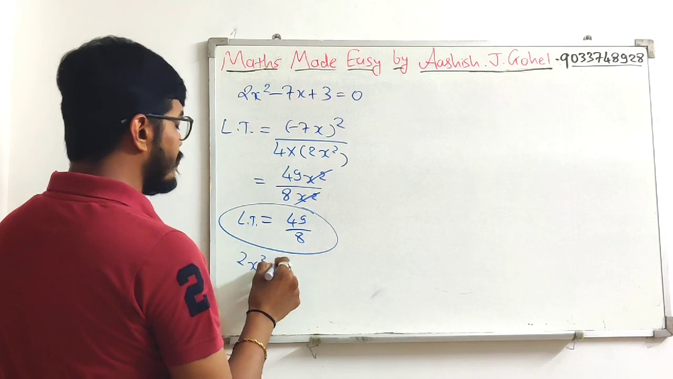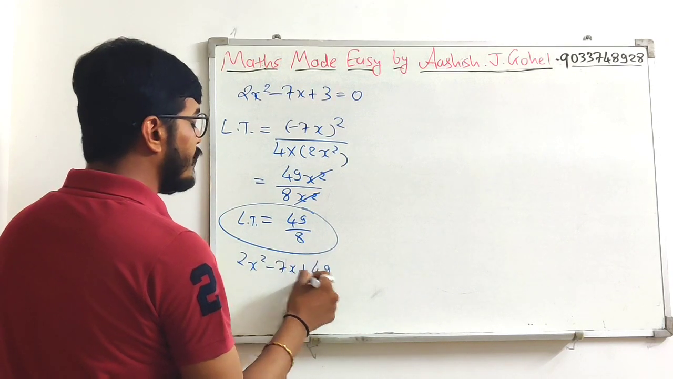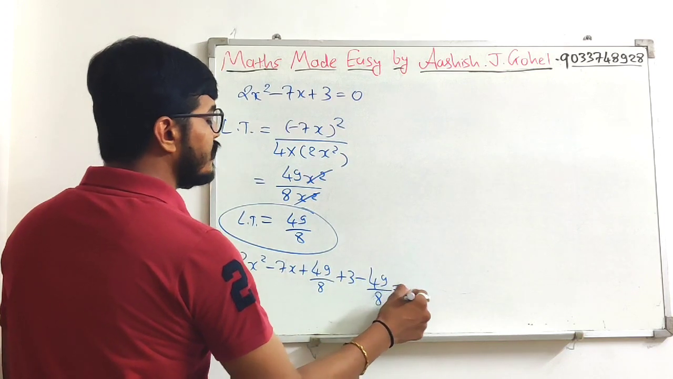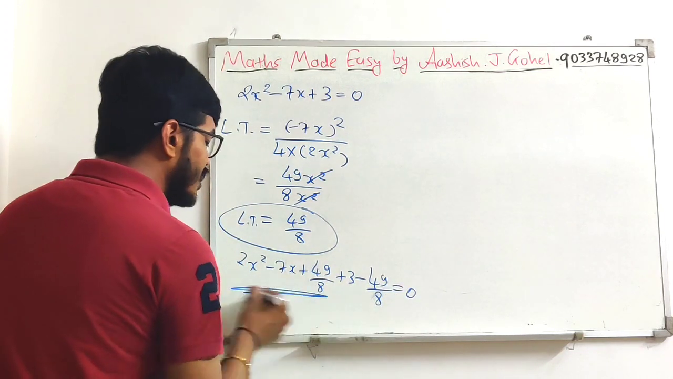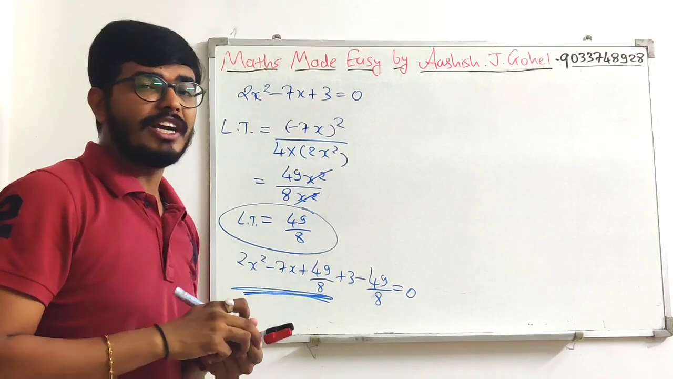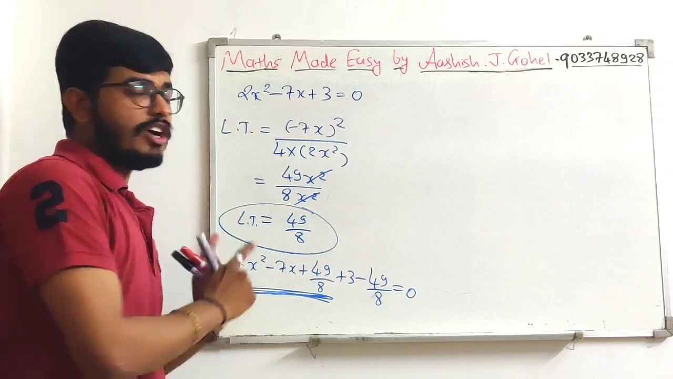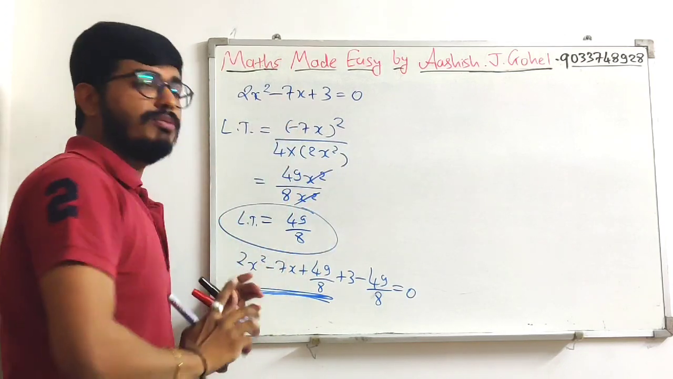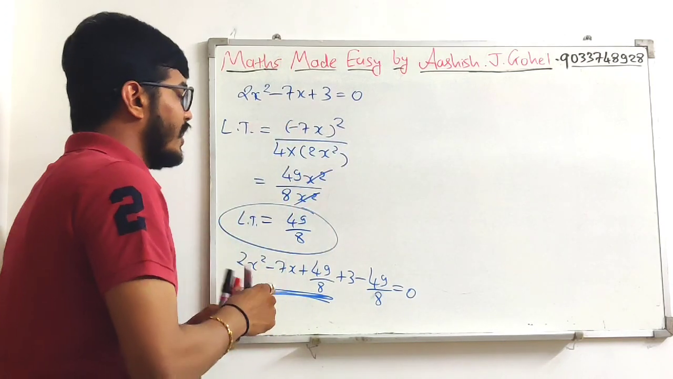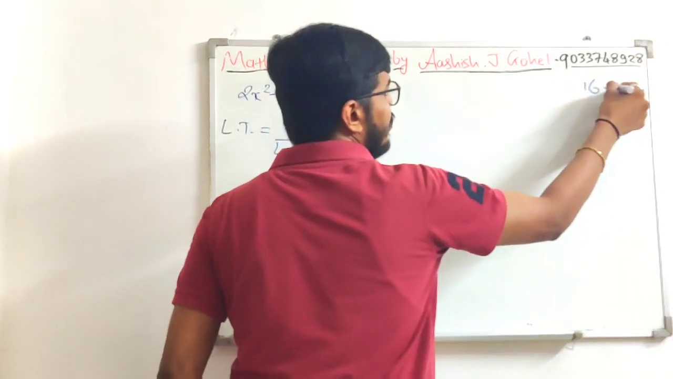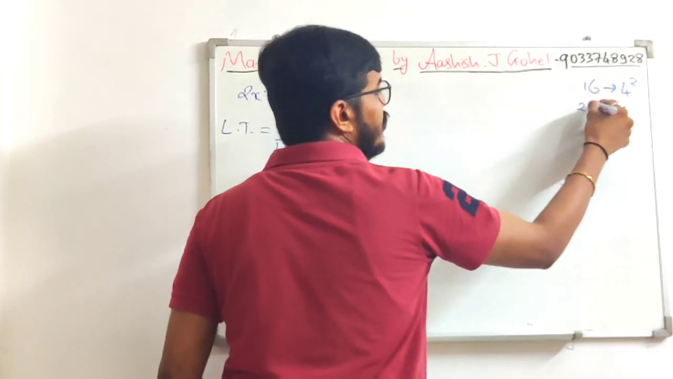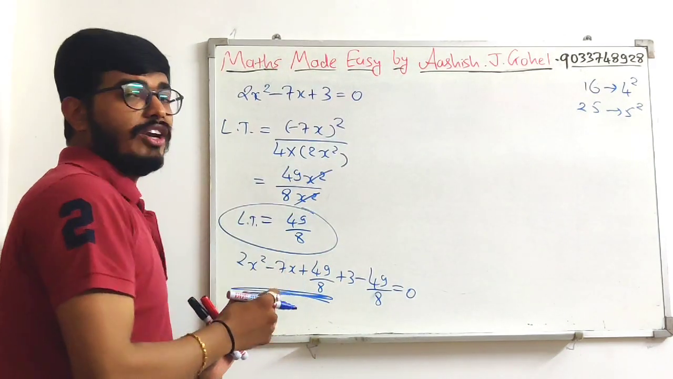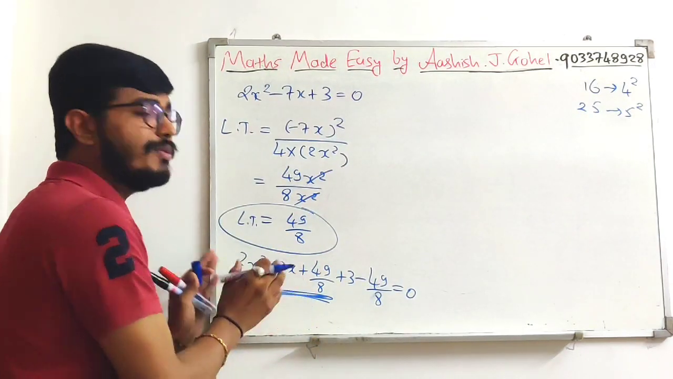So 2x² − 7x + 49/8 + 3 was already there, minus 49/8 is equal to 0. Now this part of this equation will become a perfect square, because we have added such a particular term to make this equation a perfect square. Now we know that 16 is the perfect square of 4, 25 is the perfect square of 5. So of which polynomial will this equation be a perfect square?